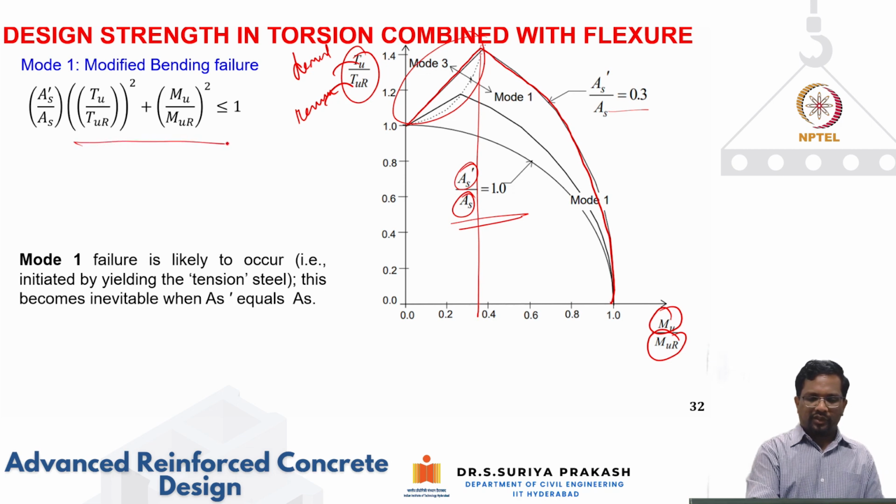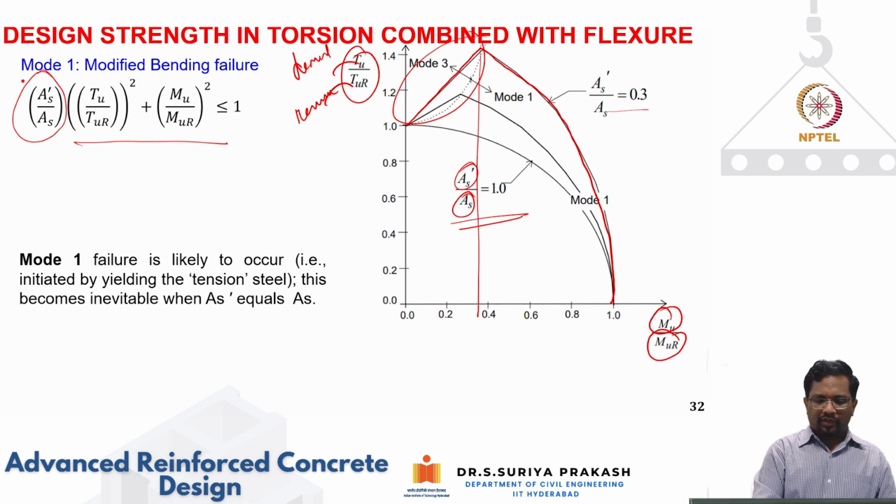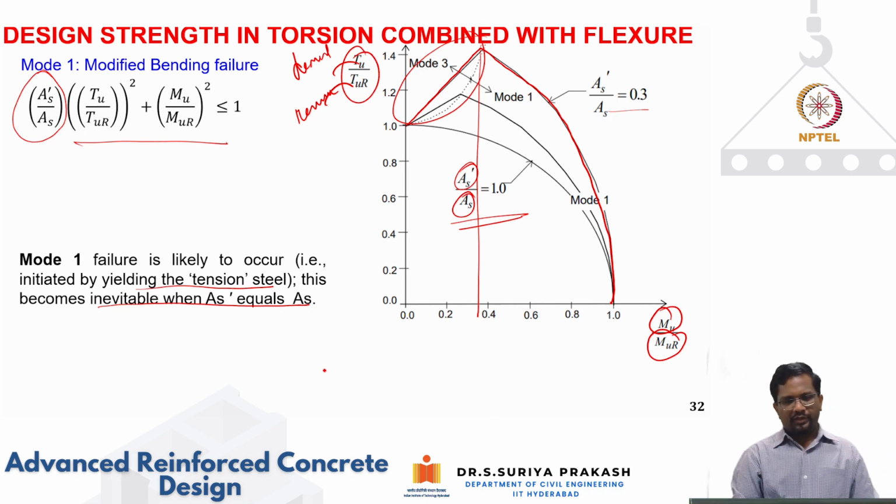So this is the curve expression, where Tu is your torsional demand, TUR is your pure torsional resistance, Mu is your flexure demand, and MUR is your pure flexure resistance. So that again is also a function of the distribution of compression steel to tension steel. Mode 1 is likely to occur, initiated by yielding in tension steel, and this becomes inevitable when AS prime equals AS. The reason is the section becomes doubly reinforced and you have reinforcement on all sides, so you will end up having an under-reinforced failure initiated by yielding of tension steel.